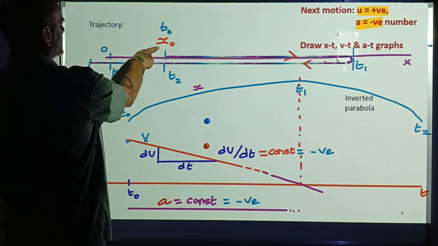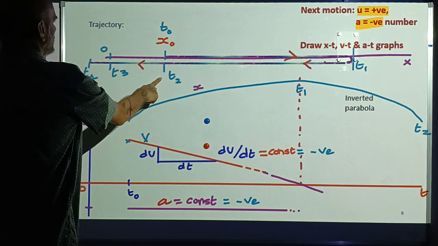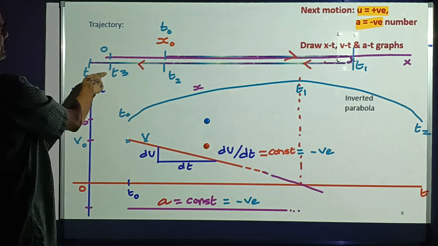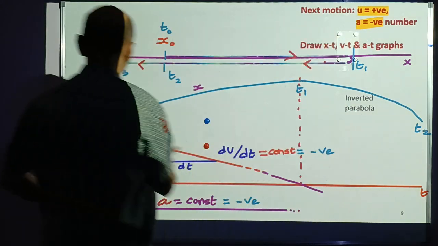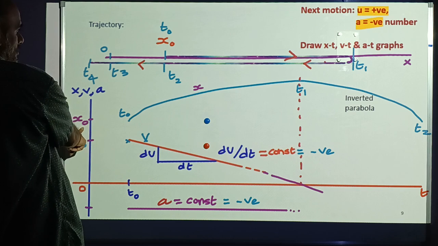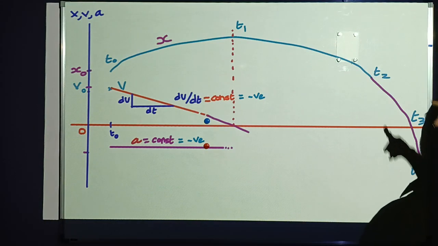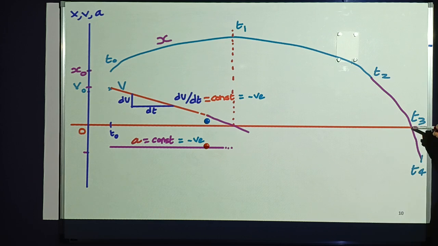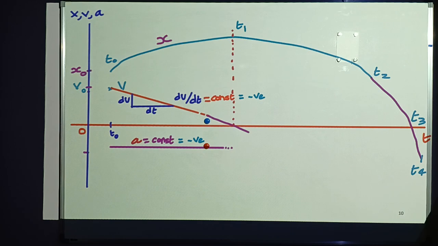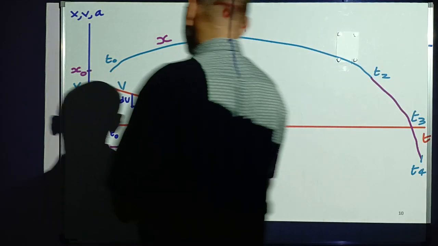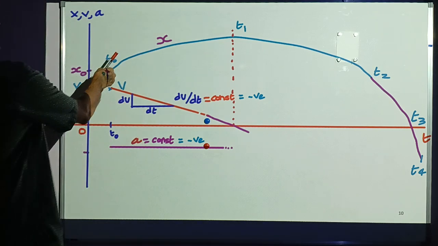So at t naught it's at x naught, at t1 it's turning back, and at t2 it has reached the same initial position x naught. Continue further, t3 will reach the origin, and continuing further, it will go on the negative side. So here I have plotted up to t2. At t2, the displacement is the same as x naught, and beyond t2, x will keep on decreasing until it becomes 0 at t3, where it reaches the origin. And t4 is on the negative side of the x-axis, so the corresponding value of x is negative. And for this motion, acceleration is negative because the slope is decreasing.